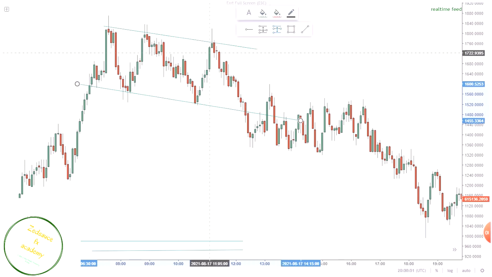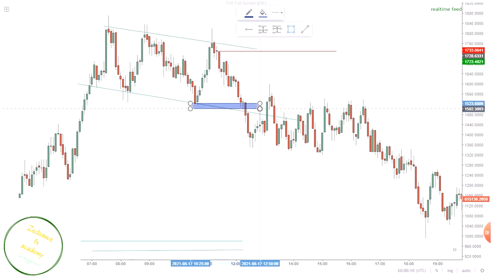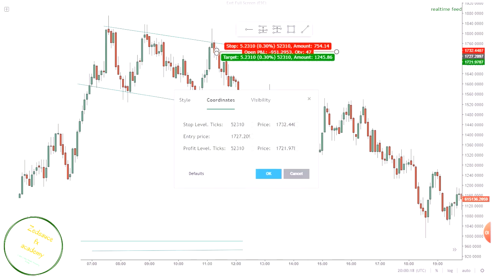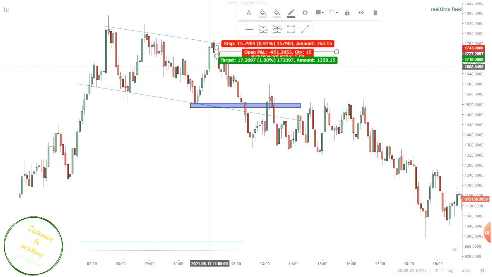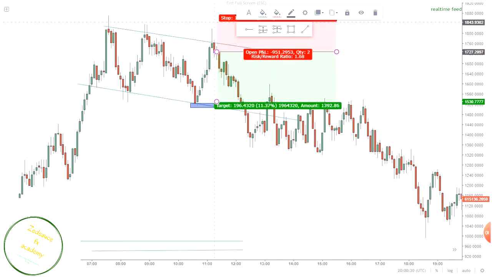You enter your trade here. You target what? The previous low that made the curve here. So your target will be somewhere there. Okay. This one, you target your low there. Stop loss above the wicks. Okay, it always works out.